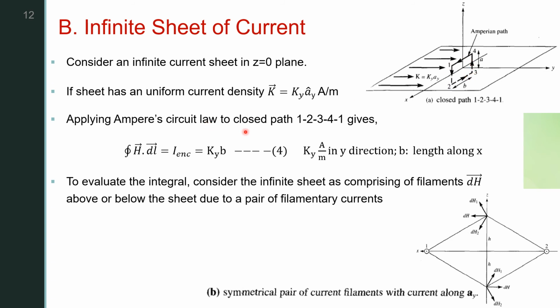Applying Ampere's circuital law to this Amperian path will give us closed integral H dot dl is equal to current enclosed, and that is equal to Ky into B, where Ky is the current density along y direction and B is the length along x direction. To evaluate this integral, let's consider the infinite sheet as comprising filaments, and dH can be evaluated above or below the sheet due to a pair of filamentary currents.